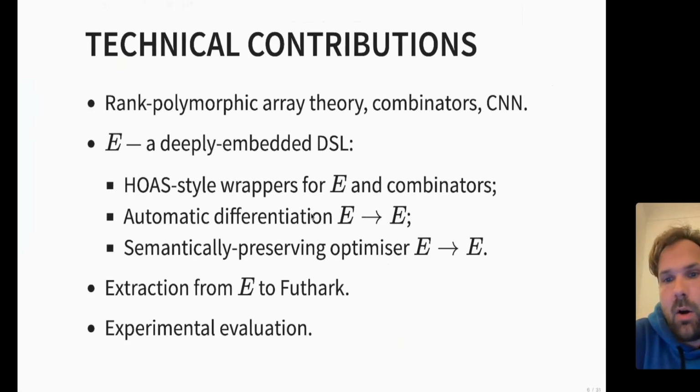Then we define it and prove that it is semantics preserving. And we need the optimizer to get rid of certain artifacts that are introduced by automatic differentiation that don't necessarily perform very nicely. Then we extract to Futhark, and then we see how it runs. I won't be able to cover all these details in the talk. I'm only going to make a high-level overview. So I invite you to read the paper for actually understanding the details in case you're interested.